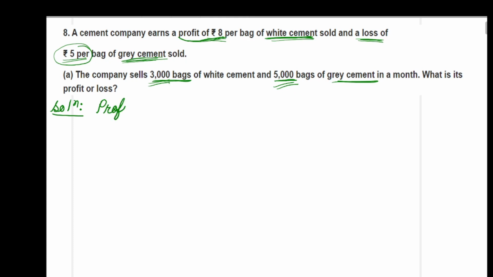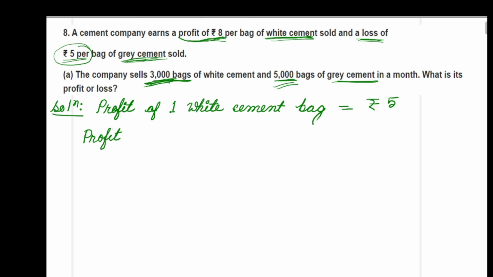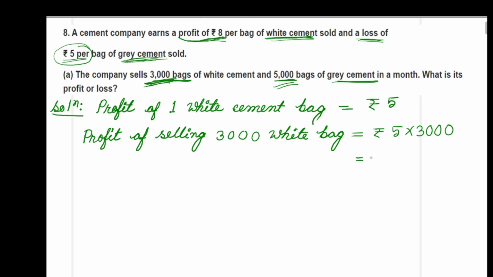Okay. So profit of one white cement bag equal to what? Profit is rupees 5. Yes. Now how many bags are we selling? 3000. So profit of selling 3000 white bags. I have not written cement. Okay. It means white cement only. White bag equal to what? For one bag 5. For 3000, 5 into 3000. So it is 15,000. Okay. 15,000 profit.